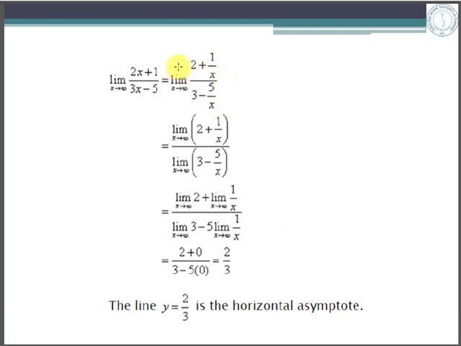Then we can use the property of limit and find our limit. So our limit is equal to 2 over 3. So it means that 2 over 3 is the horizontal asymptote of our function, because we need to consider a limit as x tends to plus infinity or minus infinity. And then we can find the horizontal asymptote.